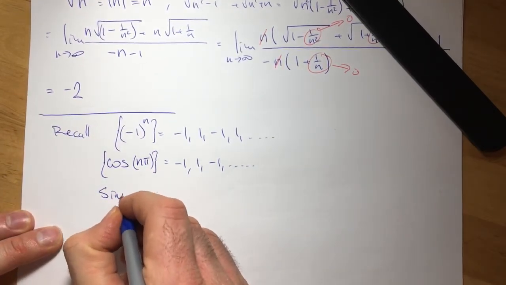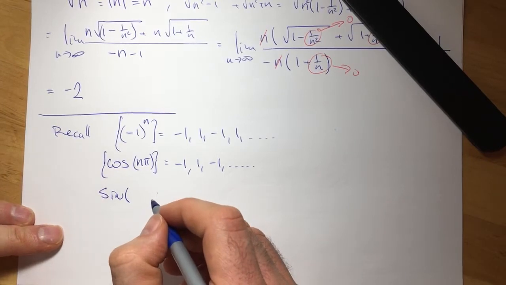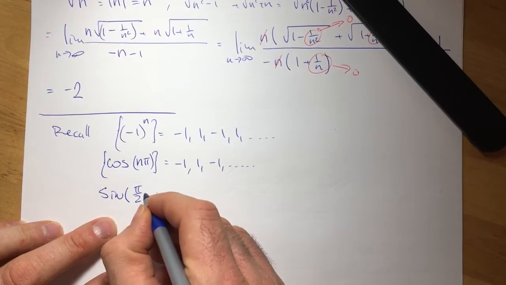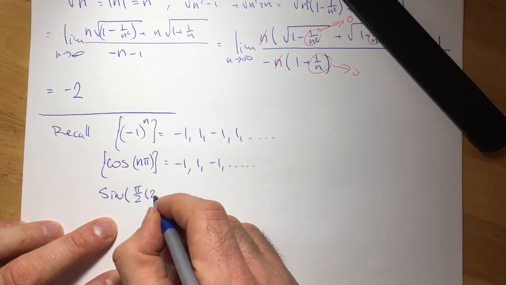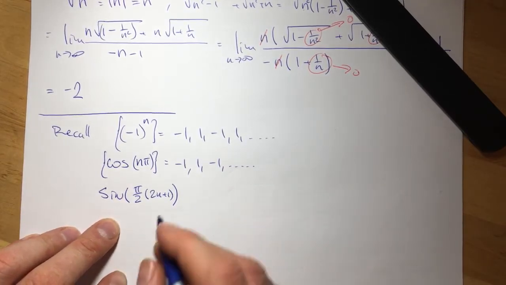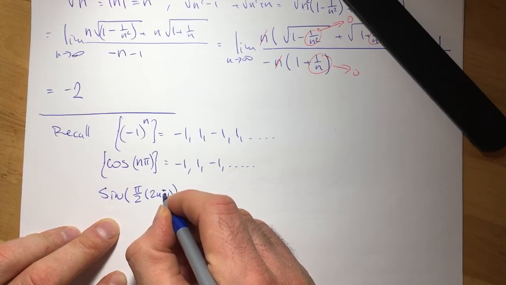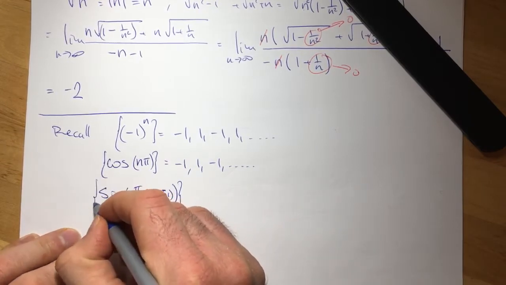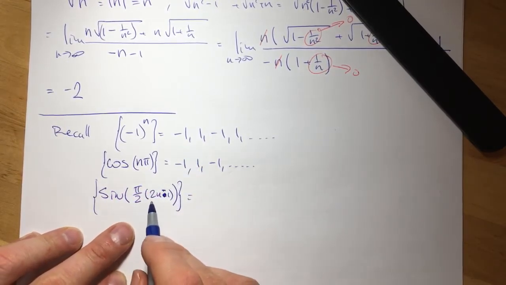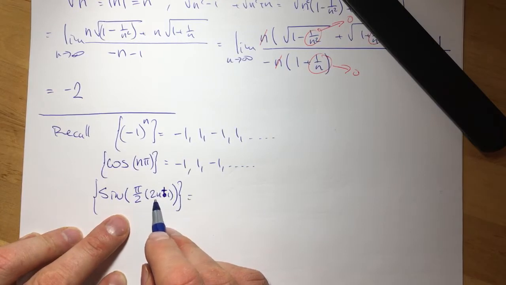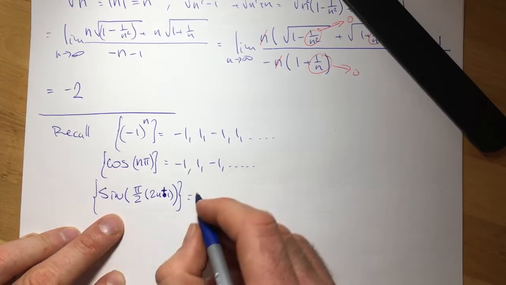Or you have sine of pi over 2 times 2n plus, let's say, minus 1. Doesn't really matter how you define it, but I want to start with negative 1, just to show you a different version of the same sequence. So the first term I want to be 3 pi over 2. When n is 1, I have 3 pi over 2, sine of 3 pi over 2 is negative 1.